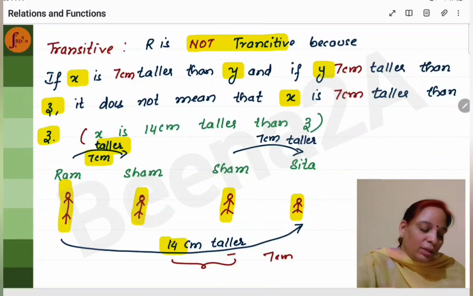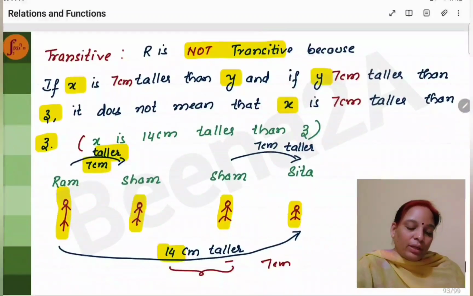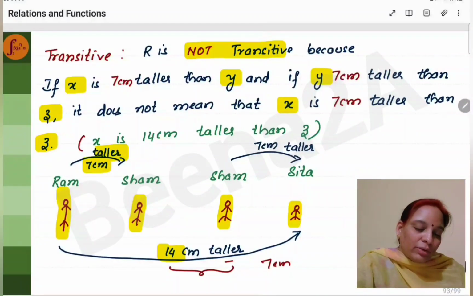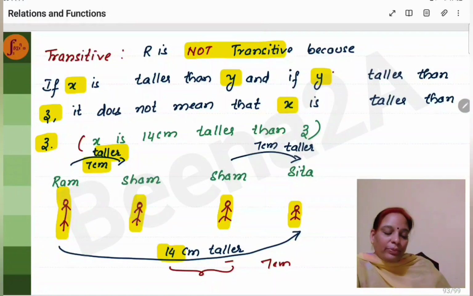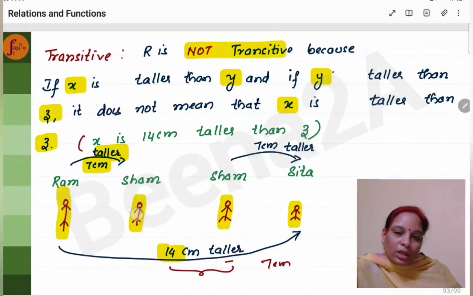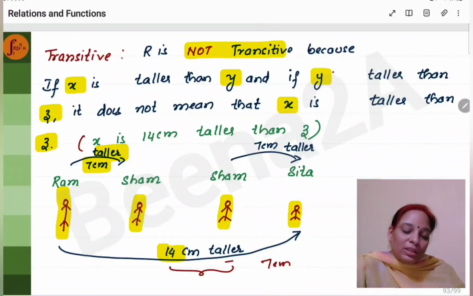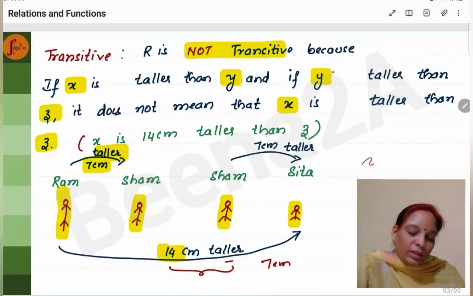If 7 cm was not there, if it was simply taller, right? Assume in the question, if 7 cm was not there, then the answer would be completely different. If x is taller than y and y is taller than z, that means x is taller than z, right? If Ram is taller than Sham and Sham is taller than Sita, it means Ram is taller than Sita. So in this case, it becomes transitive.